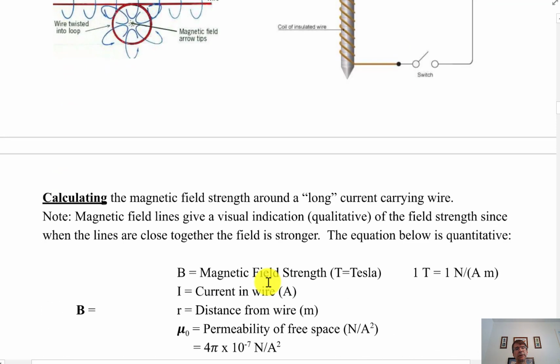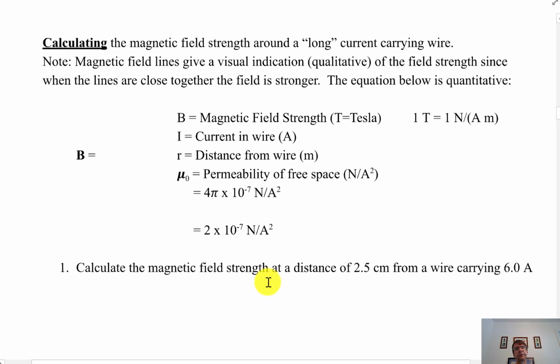All right, but now calculating the magnetic field strength around a wire. And we call them long straight wires. We're going to stick with straight wires for now, then we'll go back to curling the wires to intensify, because once again, intensifying something is always useful. But right now we're going to stick with just a straight wire.